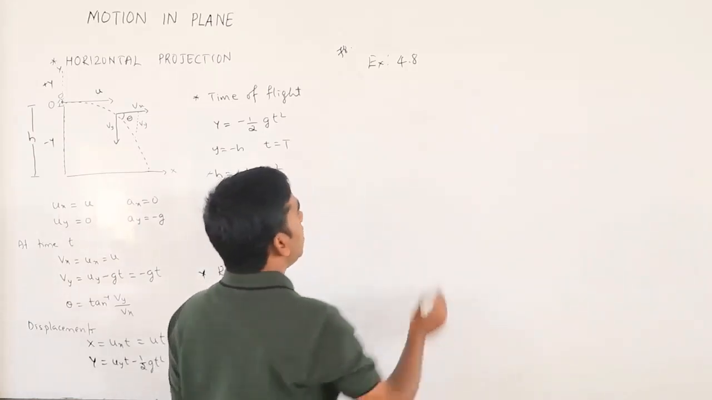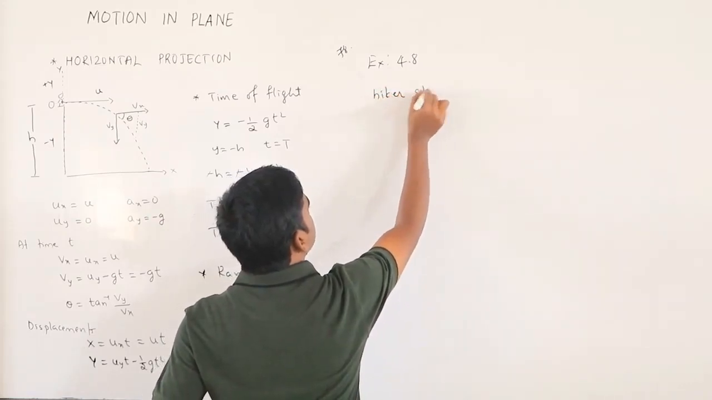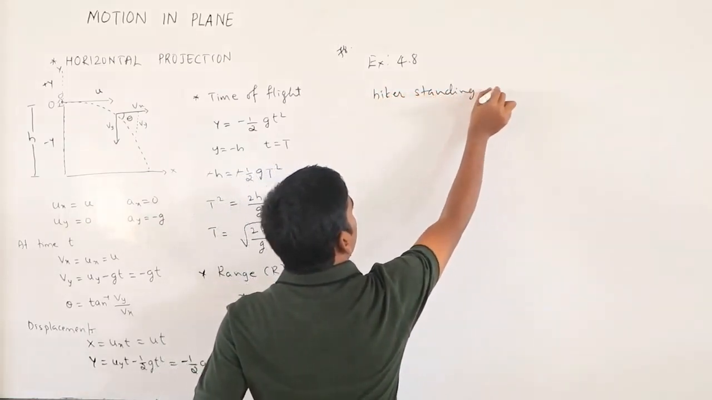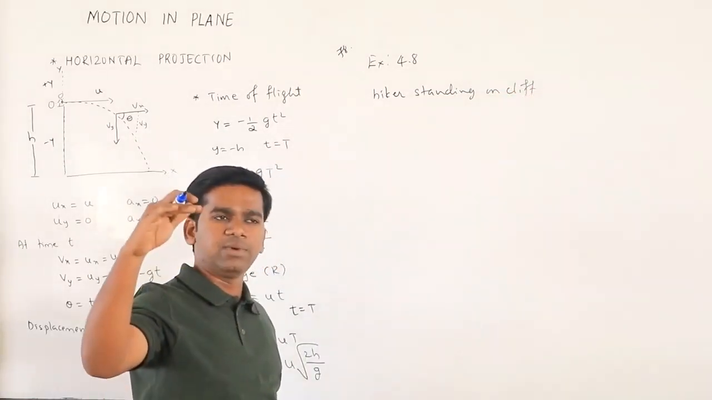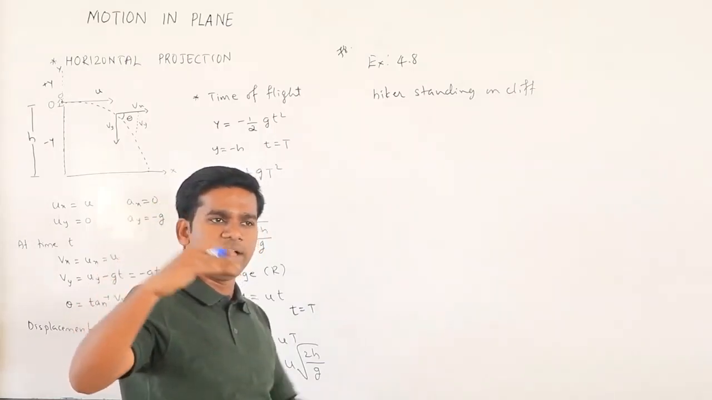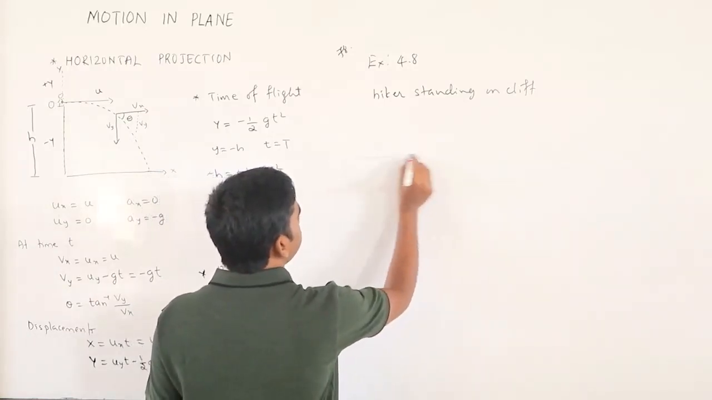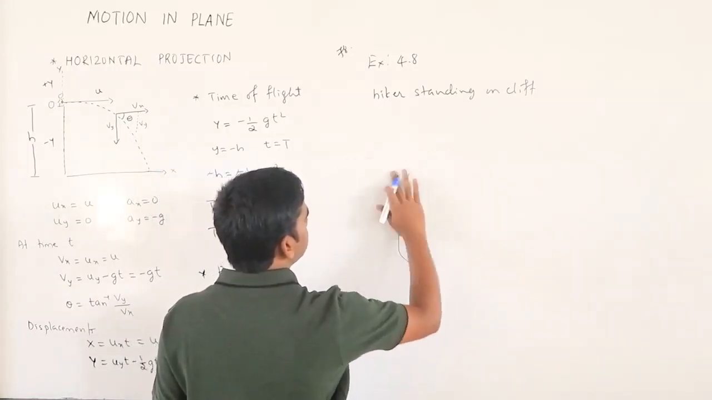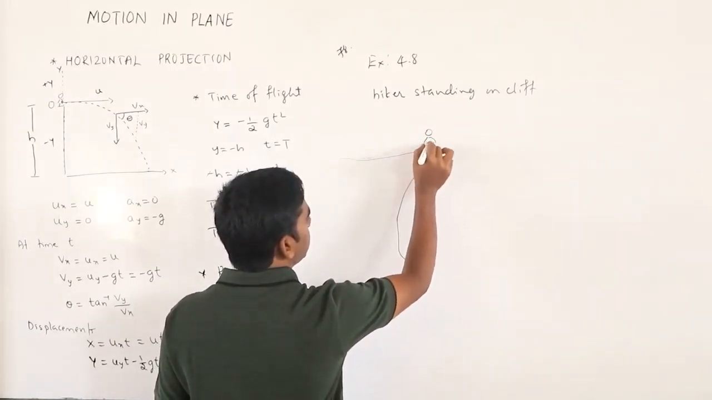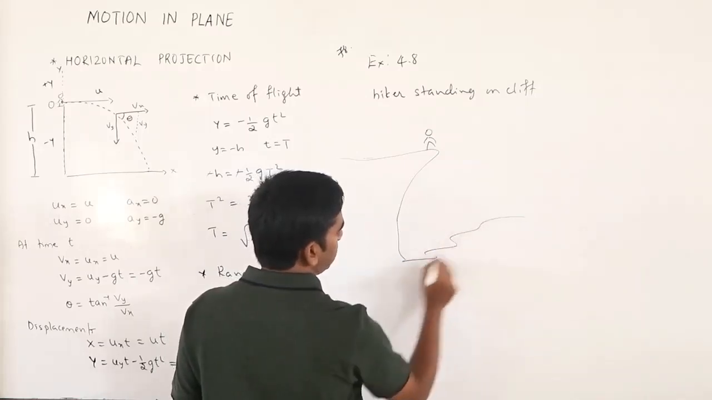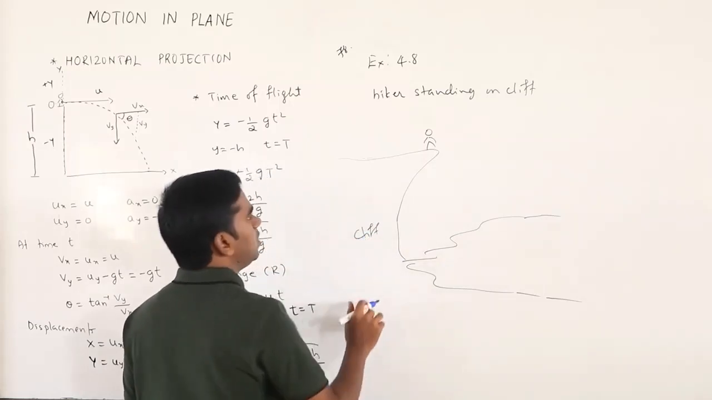What are they saying? A hiker standing on a cliff. Cliff means a high area beside a river or ocean. Cliff means something like this, some stone-like structure. So he is standing over here, and here say it is water. This is what we call a cliff.